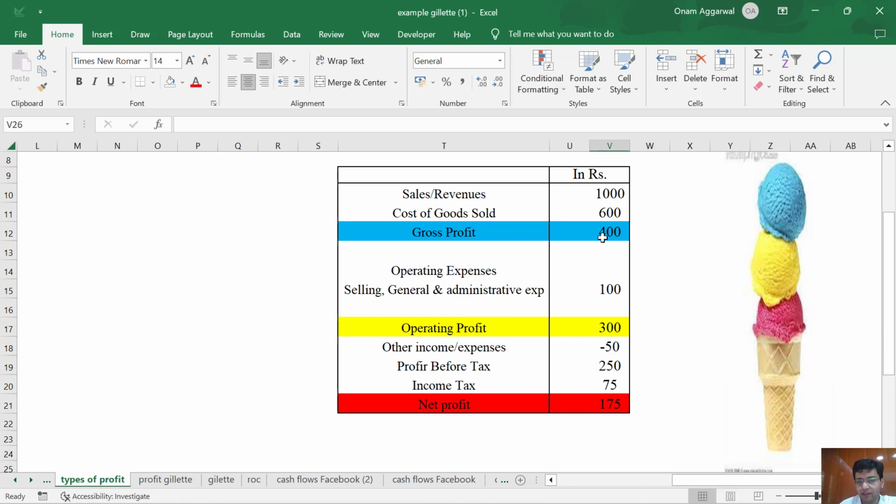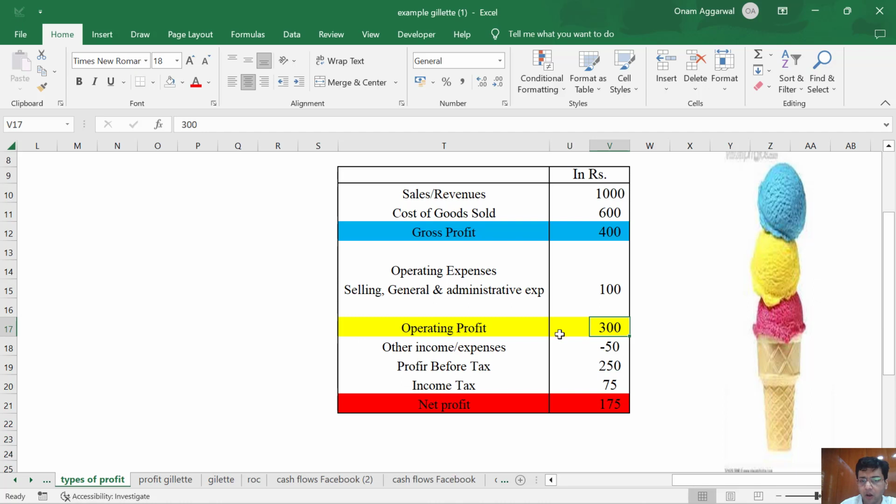Now, the company after making the product has to do marketing to sell that phone. To do that, they hire managers, they buy ads, they hire other employees like accounting staff, etc. They pay rent for its offices, etc. All these expenses are called selling, general and administrative expenses, or in short form, SG&A expenses. We deduct these expenses from the gross profit to get operating profit. So in this case, the SG&A expenses are 100 rupees. So our operating profit is 300 rupees.